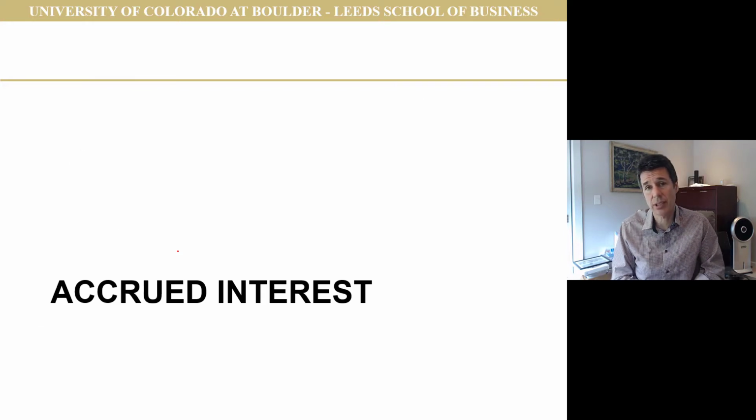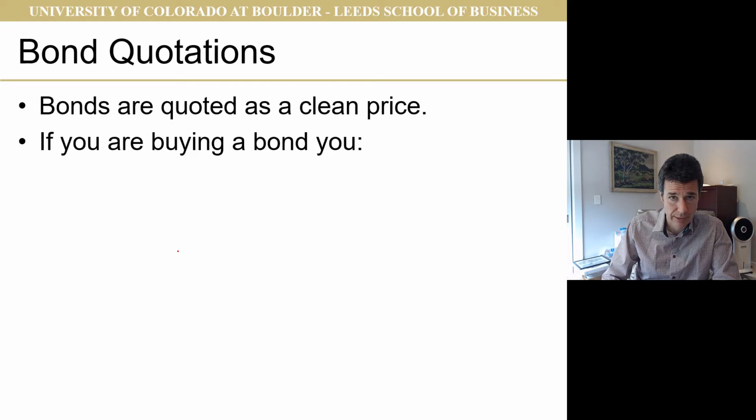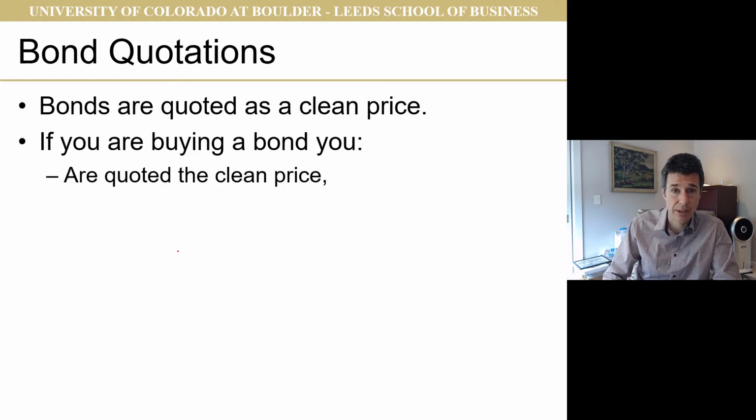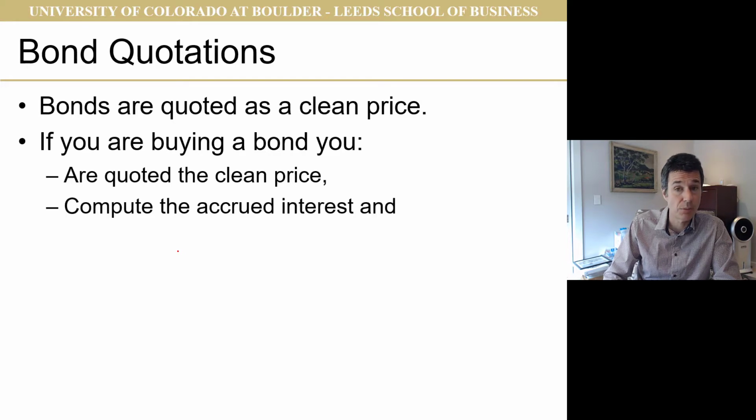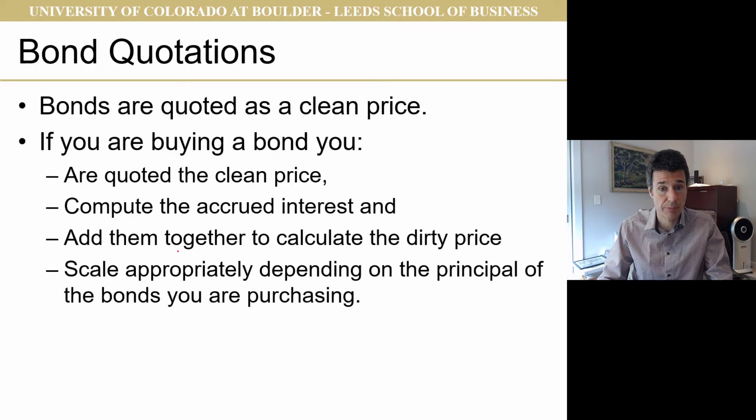Okay, so first let's look at that accrued interest. So bonds are quoted at a clean price. If you're buying a bond, you get the clean price, that's what you're told in the market. You compute the accrued interest, that's a convention, and we add them together to calculate the dirty price. Now, the clean price, the accrued interest, and the dirty price are all for $100 of principal, so we have to scale appropriately depending on how much principal of the bonds we're buying.